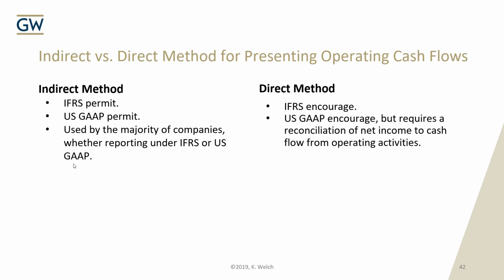IFRS permits it, US GAAP permits it, and it's used by the majority of companies, whether reporting under IFRS or US GAAP. The direct method, IFRS encourages, I think just to be different, but the reality is most don't do that. They usually do the indirect method. US GAAP encourages the direct method but requires a conditional reconciliation of net income to cash flows from operating activities already. So if you're not going to report it on the actual financial statement, you have to report it later in the financial statement someplace else. So you might as well just do it up there.